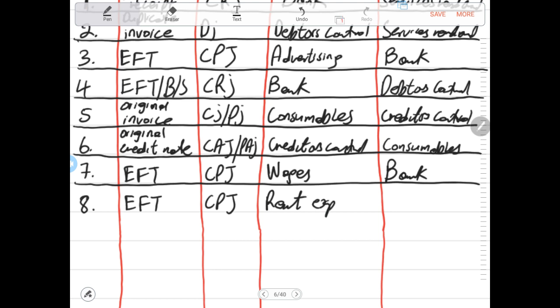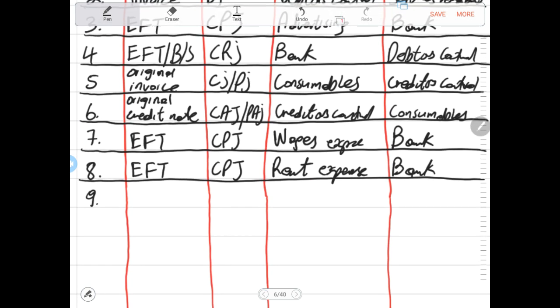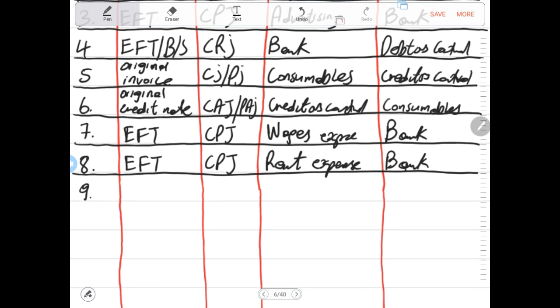You can take it further and say rent expense or wages expense, but you already know that these are expenses. Then bank must decrease on the credit side because bank is an asset and assets decrease on the credit side. In this case, money went out, so bank must decrease on its decreasing side. Transaction number 9 leaves us with 2 transactions left, 10 and 11.